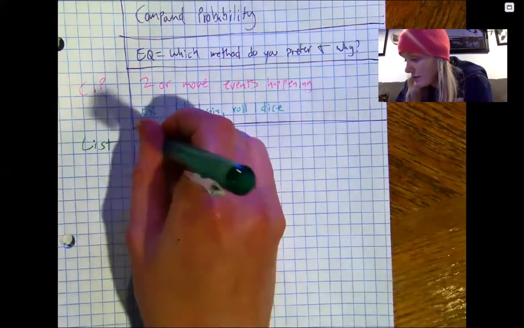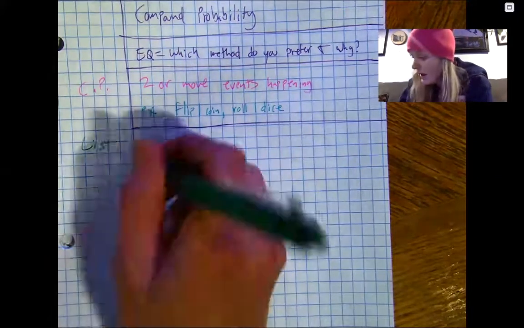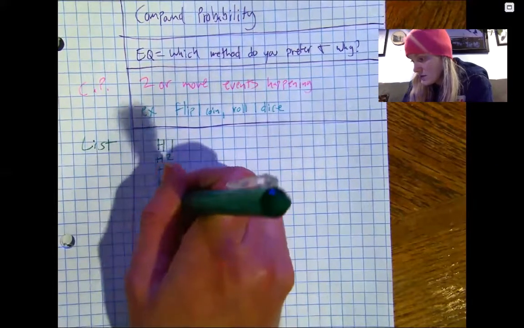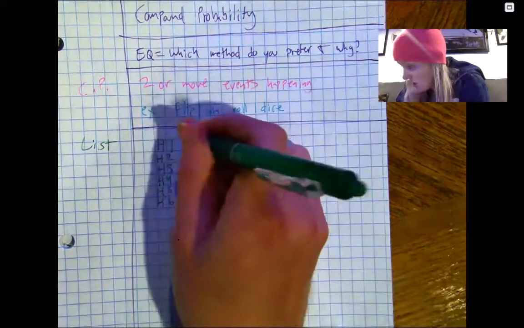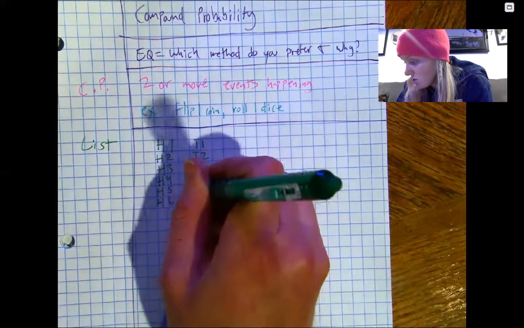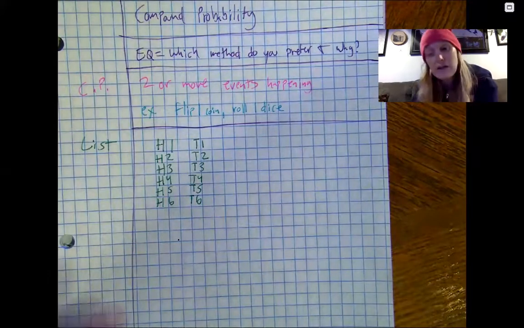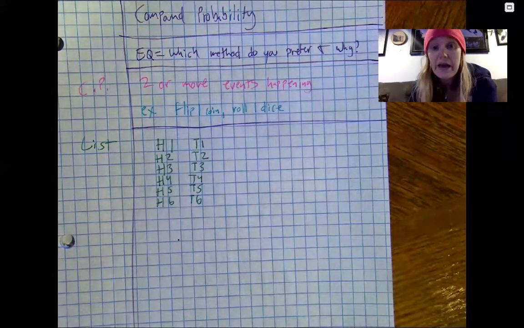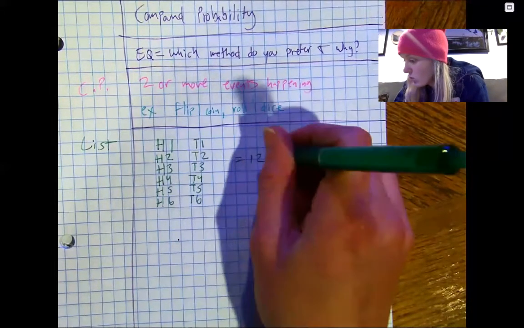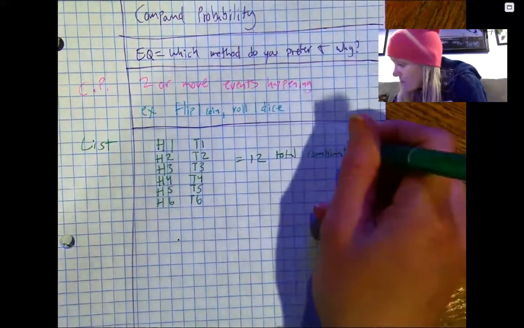So, you could get a heads and a 1. You could get a heads and a 2, heads and a 3, heads 4, heads 5, heads 6. You could get a tails 1, tails 2, tails 3, tails 4, tails 5, tails 6. There's no other combination out there. The benefit of a list is you're able to see every single option. So we know that there are 12 total combinations, or 12 total possible events, okay?